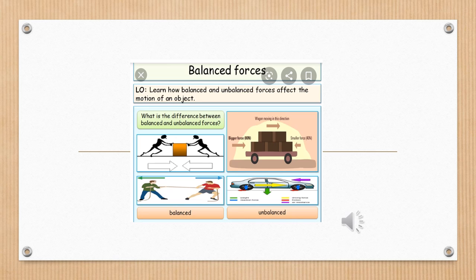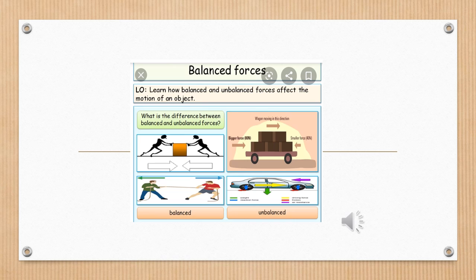In the first column, you can see two men pushing a box with the same size of forces. How do you understand that it is the same size of forces? Because the force diagram is given. They are using the same size of the arrows. Understand? Below you can see two men pulling the rope with the same size of forces. So there is no movement. That is called balanced force.